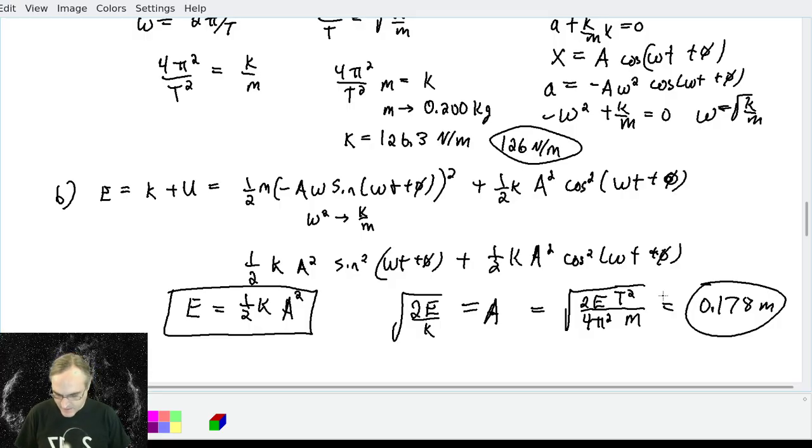Doing it the other way, the square root of 2 times the energy, which is 2 joules, divided by 126.3, gives the same answer, so we're definitely good there. Alright. That is an example of using energy.